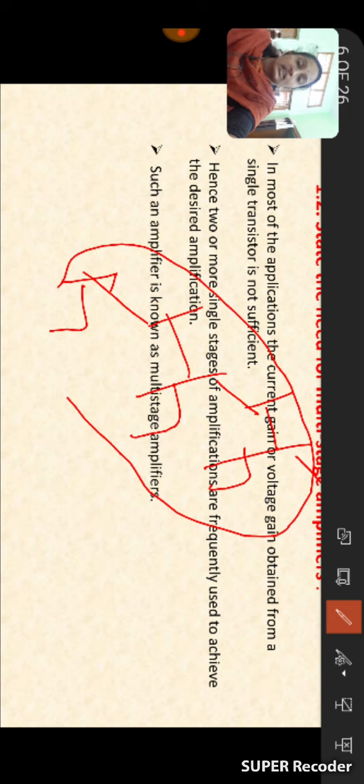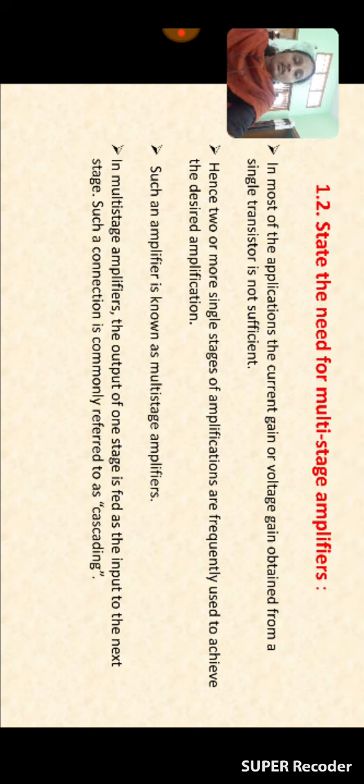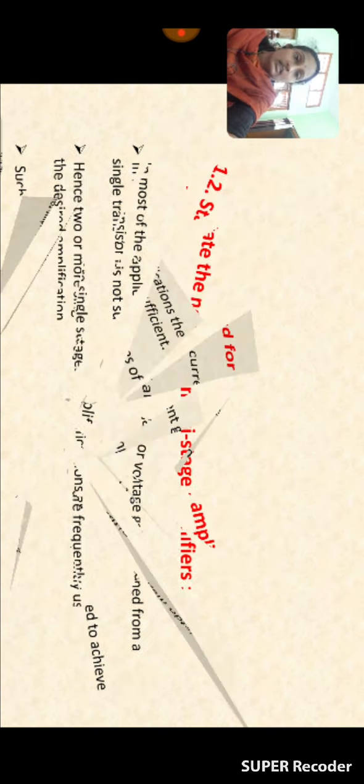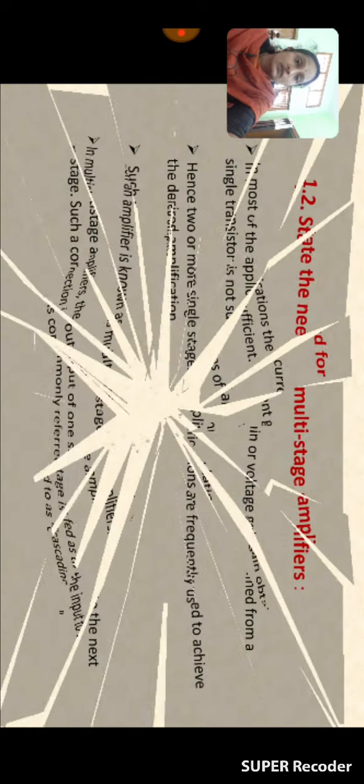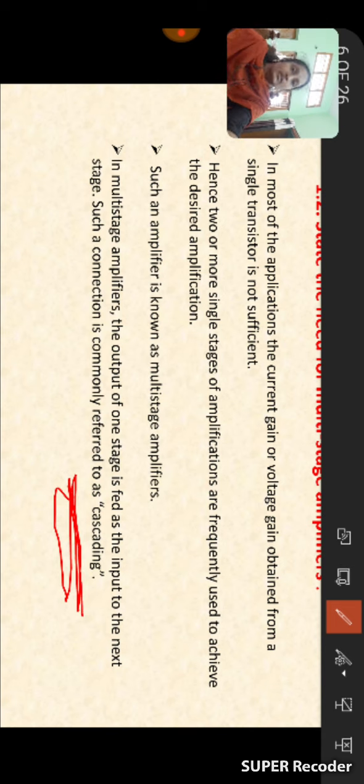In this way, if we connect the output of one stage to the next and so on, these amplifiers are called multi-stage amplifiers. Okay. And in multi-stage amplifiers, the output of one stage is fed as the input to the next stage. This connection is called what? Cascading connection. If we connect the output of one stage to the input of the next stage, it is a cascading connection. So in this way the amplifiers are connected one to the next, and the connection is called cascading. Is it clear?